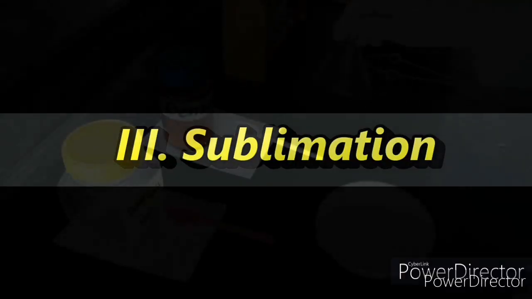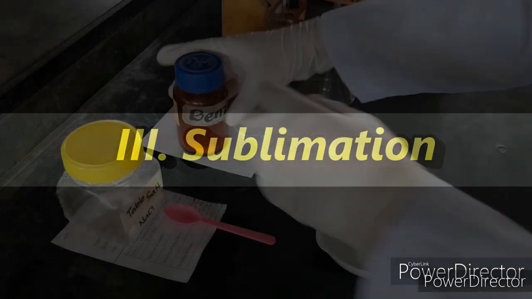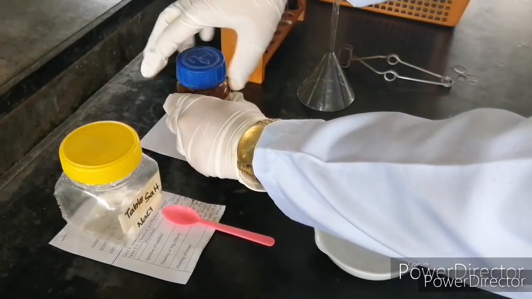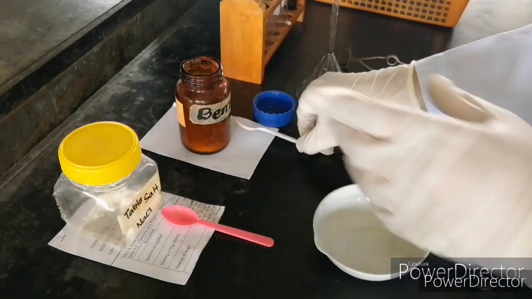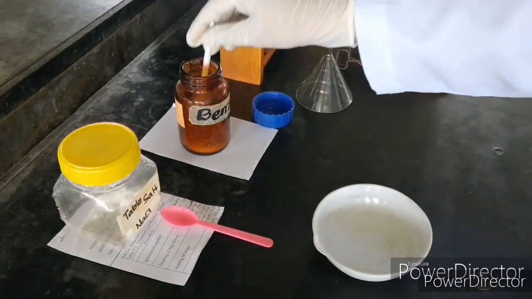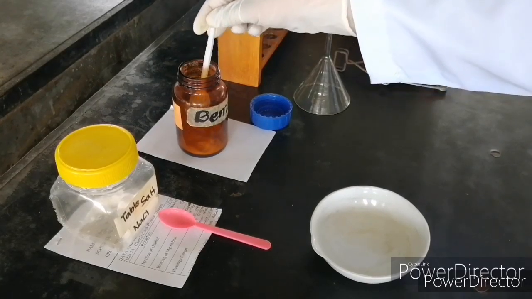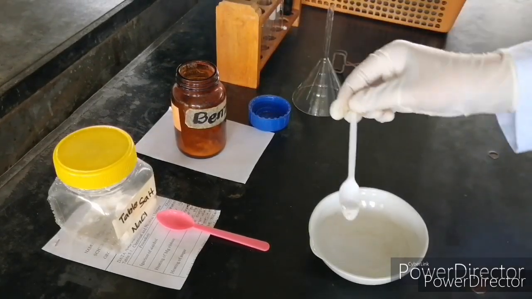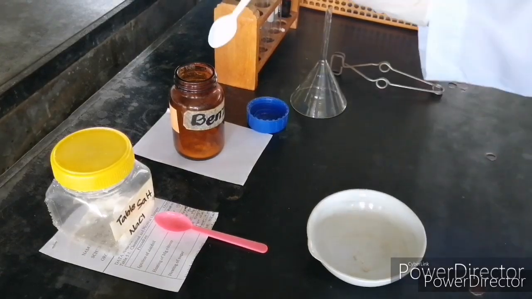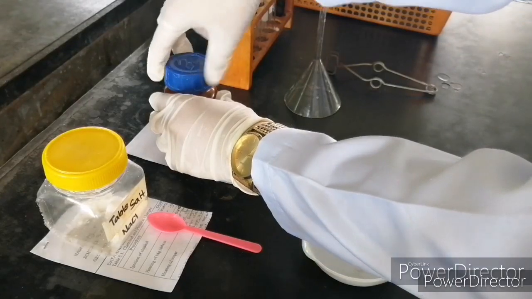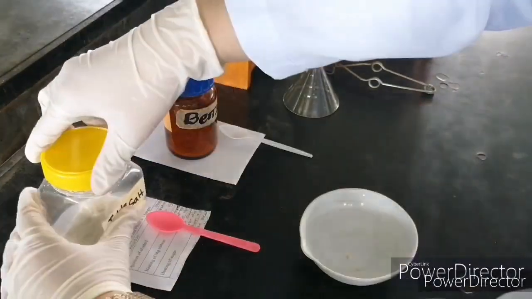Procedure 3 for our separation of solids, sublimation. First, you have to place a mixture of benzoic acid and table salt in your evaporating dish. For reminders, I would like you to take note that the reagent cap of your reagent bottle must be facing upwards so that we will prevent any contamination of your reagents due to contamination of your reagent caps.